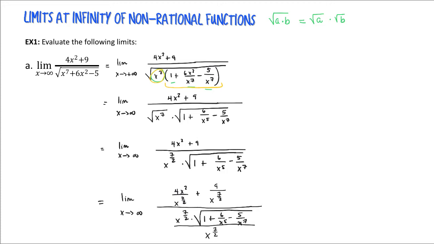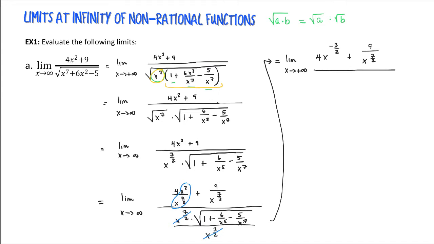So now let's start simplifying. This x to the 7th over 2 will cancel with x to the 7th over 2. This over here can be simplified by properties of exponents. So I'm going to continue that simplification process here on the right. So the limit as x approaches positive infinity, when we simplify the first term, we are going to end up getting 4x to the negative 3 over 2. Then over here, there's nothing to simplify, 9 over x to the 7 over 2. All this will be divided by the square root of 1 plus 6 over x to the 5th minus 5 over x to the 7th.